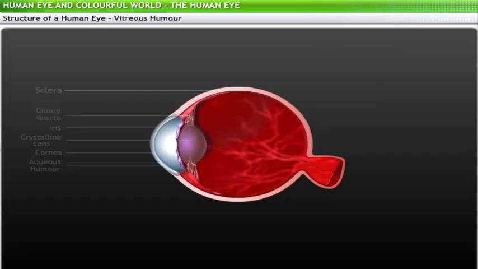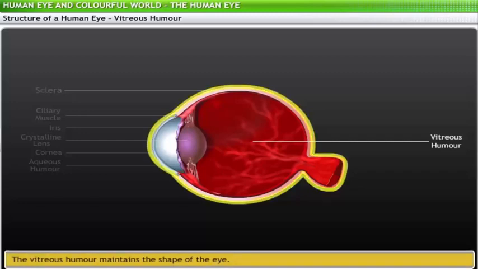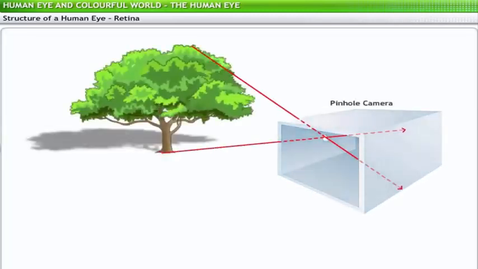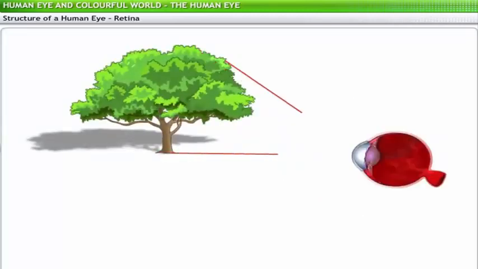The space between the lens and the retina in the eye is filled with a clear, dense, jelly-like fluid called vitreous humor. The vitreous humor helps focus the image clearly on the retina and maintains the shape of the eye. The innermost part of the eye is called the retina. The retina may be considered as the screen where an image is formed when light passes into the eye.